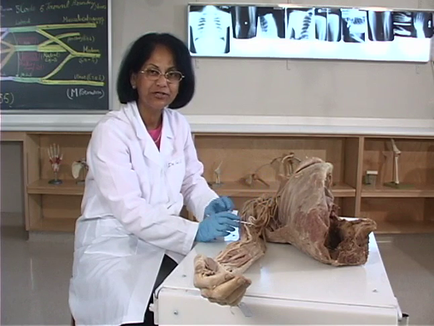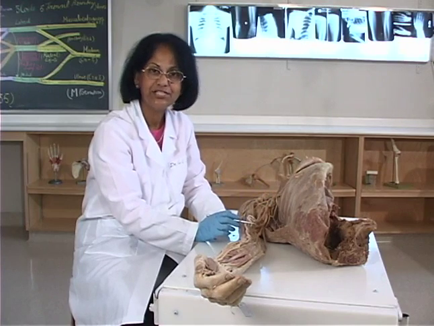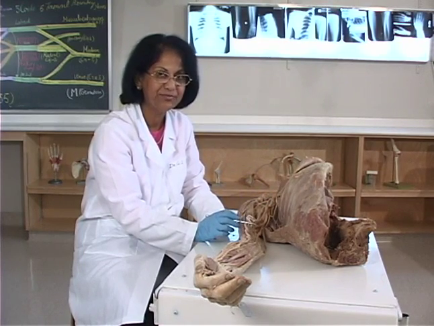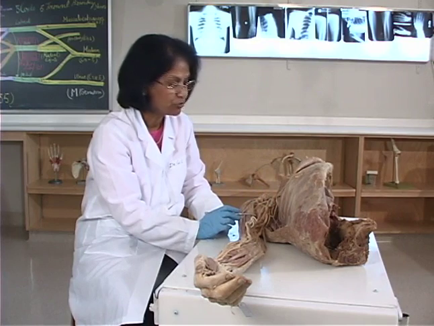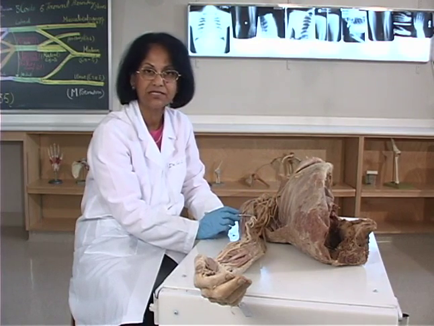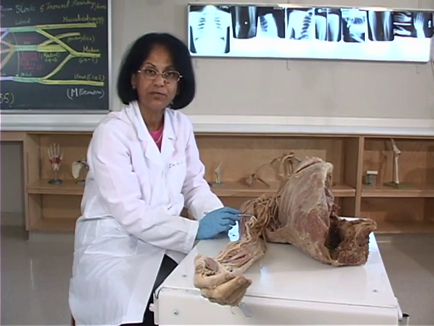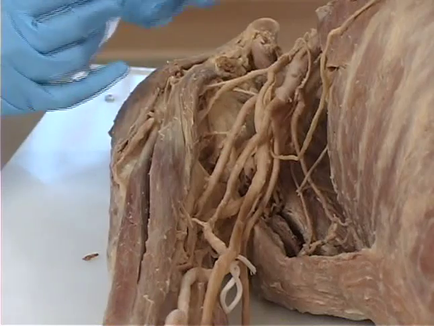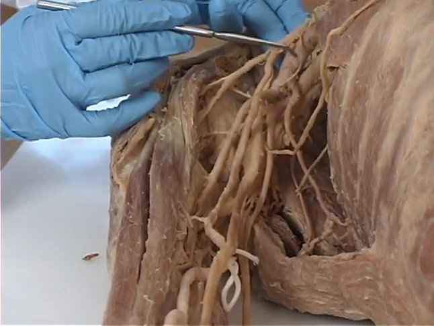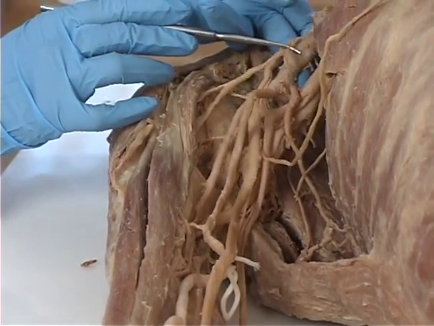In this video, I am going to demonstrate the major nerves which are supplying the upper limb, also their cords, the muscles they are supplying, and if there is injury to these nerves, what type of deformity we see.